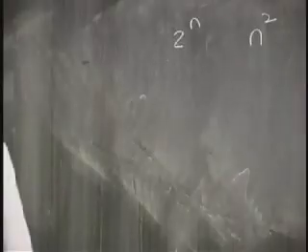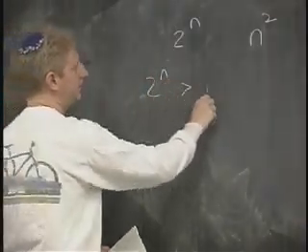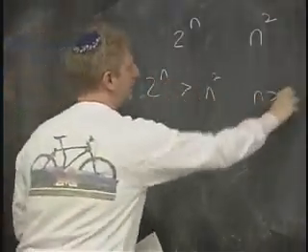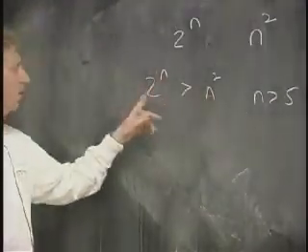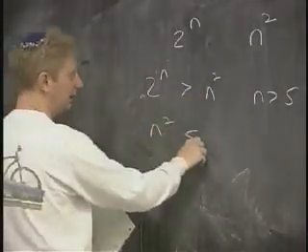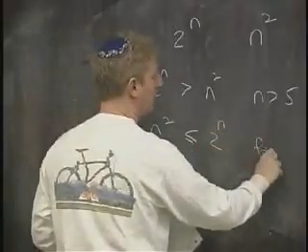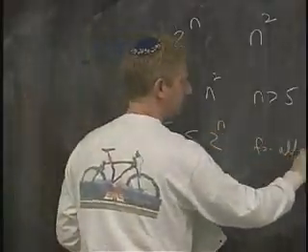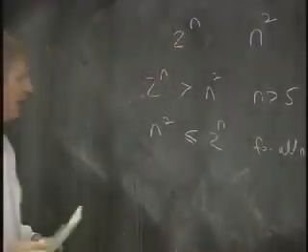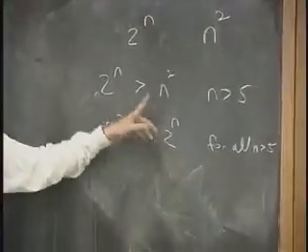Remember a problem set on this? Which one of these is bigger than the other? For what n? Remember you proved that? Well, there's a reason. If you could prove something like this, then what do you know about n squared? N squared is less than or equal to 2 to the n for all n bigger than 5. That means that n squared is order 2 to the n.